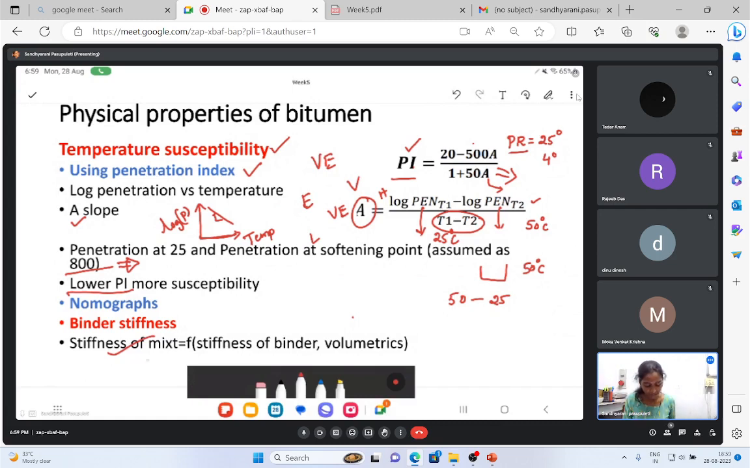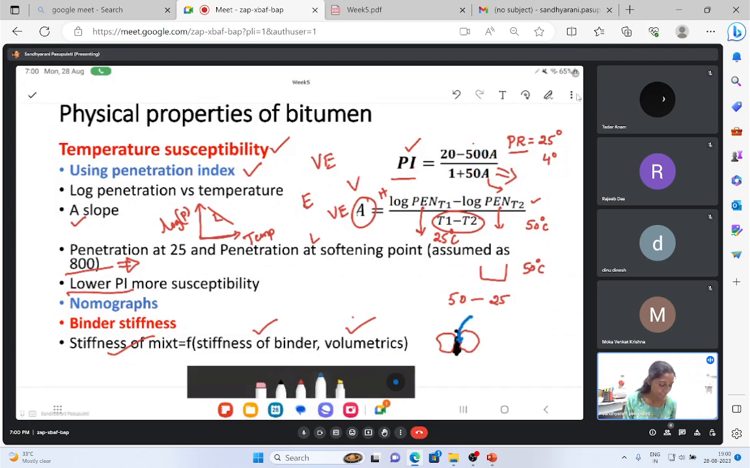To understand the stiffness of the mix, the stiffness of the binder is one of the criteria to be considered, and also the volumetrics. Volumetrics are nothing but, if I have the mix, that means aggregates with bitumen in between, there will also be some gaps in between.